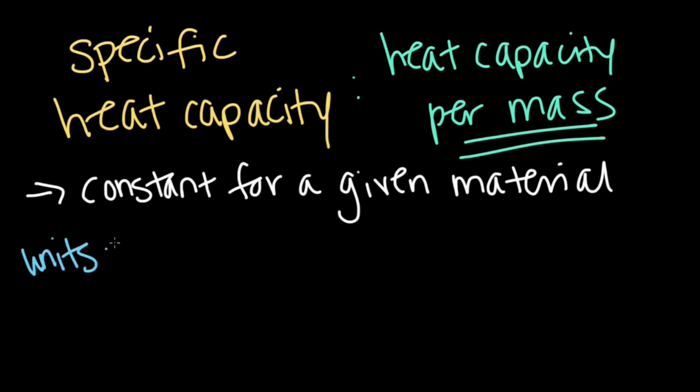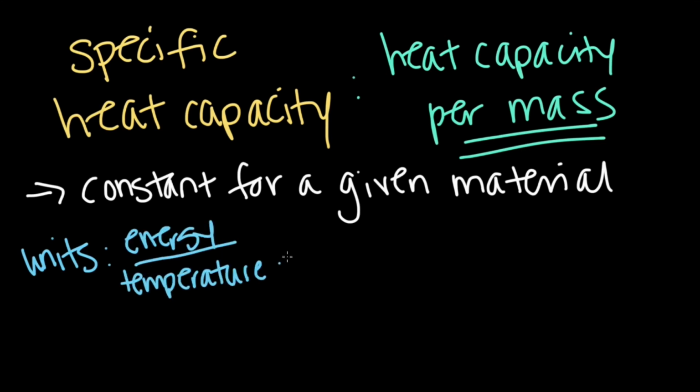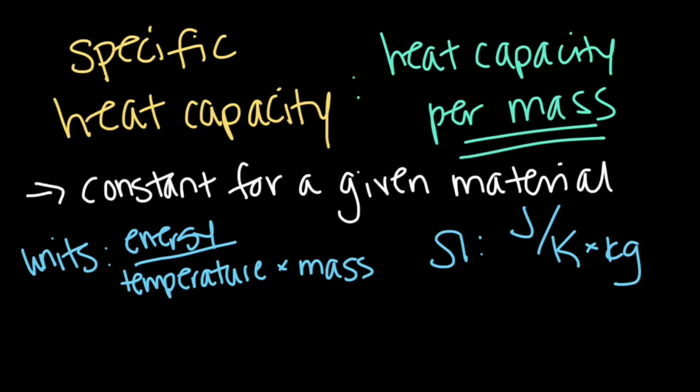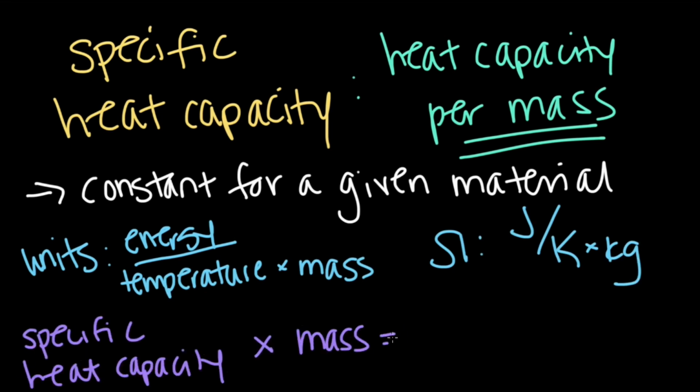Given this, what do you expect the units of specific heat capacity to be? Well, just like heat capacity, we have an energy per temperature, but now we also have a per mass. In SI, this is going to be joules per Kelvin per kilogram. This means that the heat capacity and the specific heat capacity are related by mass. So, if you have a specific heat capacity, and you want to get the total heat capacity for the object or system, then you need to multiply by the object or system's mass.